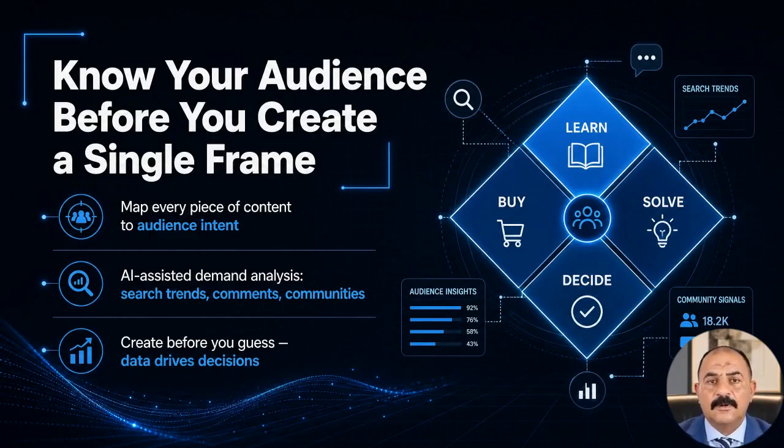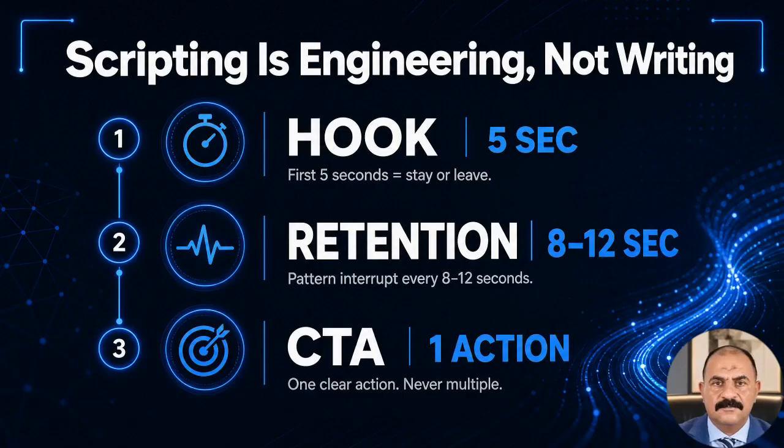They look at what people are actually searching for, what questions they're asking in comments, and what problems they're venting about in communities. Then they map every piece of content to a specific intent. Is this for someone who wants to learn, solve a problem, make a decision, or buy a solution? When you align content with intent, your watch time goes up, your conversions go up, and your content actually serves a purpose.